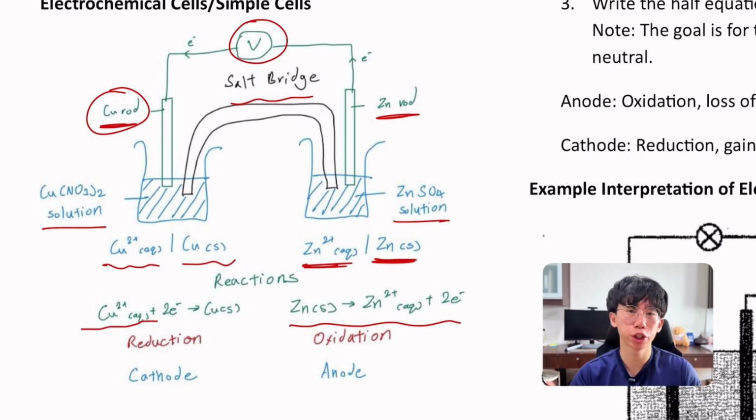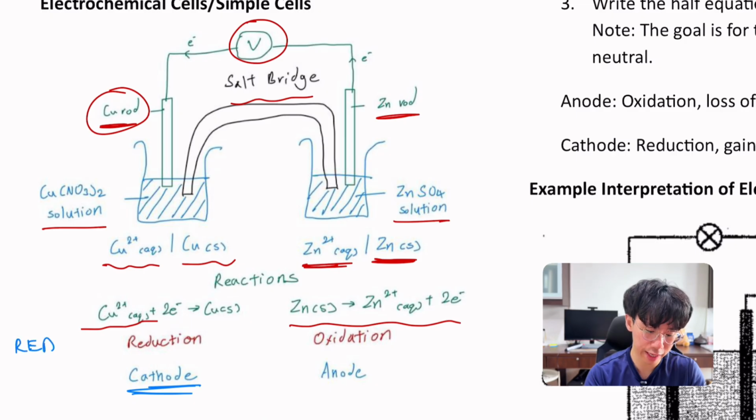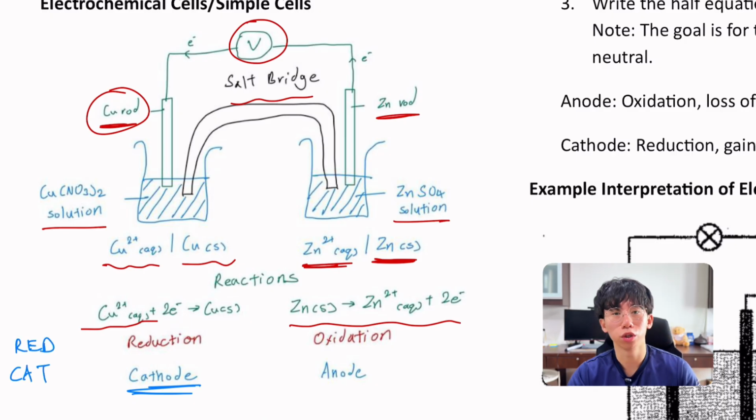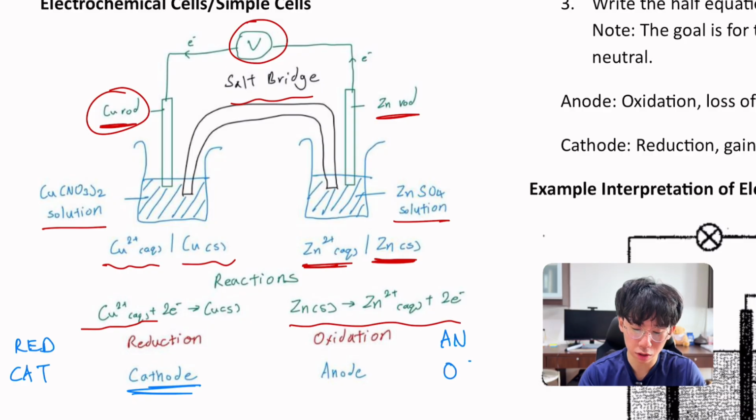Once we have figured out which half cell has reduction and which half cell has oxidation, we can then tell which side is the cathode and which side is the anode. Since reduction happens on the left half cell, we can tell that this is the cathode. And we memorize this via this acronym called RED CAT, which stands for reduction happens at the cathode. On the right half cell, since oxidation happened, then we can tell that it is the anode. And we memorize this via this acronym called AN OX, which stands for anode has oxidation.